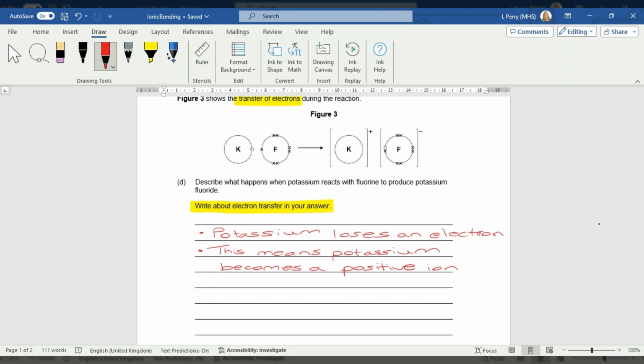Now I'll move and I'll look at fluorine. So fluorine, if you look, it's got 1, 2, 3, 4, 5, 6, 7 electrons on its outer shell. But after the reaction, it's got 8. And one of them's that circle. So it's actually gained it from the potassium to begin with. So my fluorine has gained an electron. So there's another point. So fluorine has gained an electron.